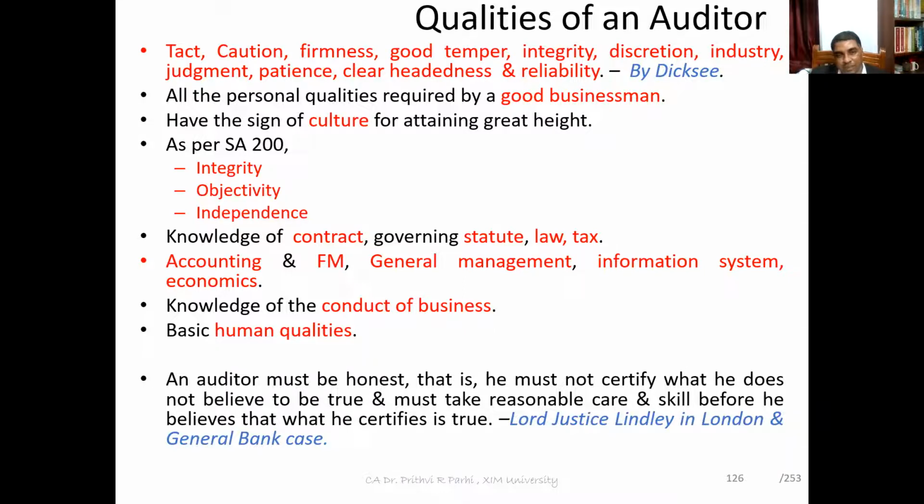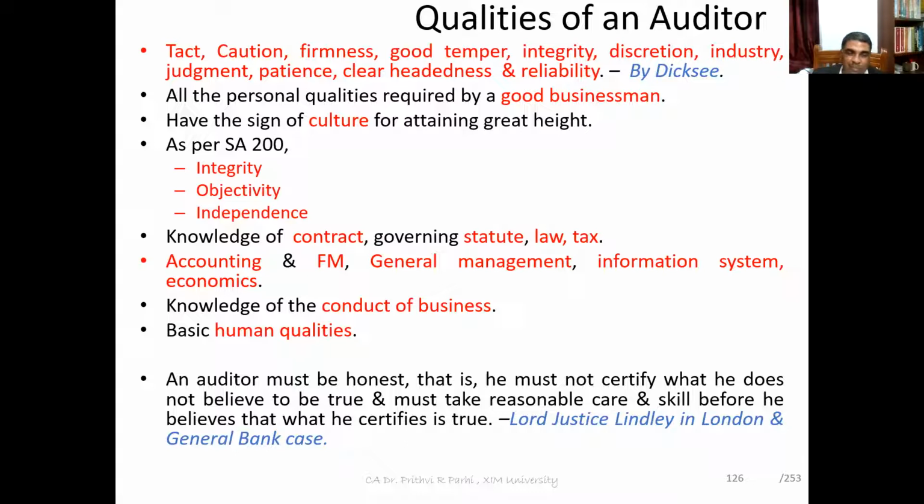He should have knowledge about various laws, governing statutes, and contracts. Let us say he's auditing a company. He should have knowledge about the governing statute, that is the Companies Act, 2013 or 1956. He should have basic knowledge about the Contract Act. That knowledge is necessary. He should also have knowledge in the areas of financial management, general management, information systems, and economics, so that he can entirely understand the business situation and business transactions. Knowledge of the conduct of business he should have.